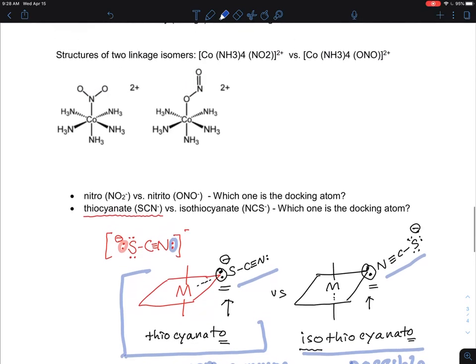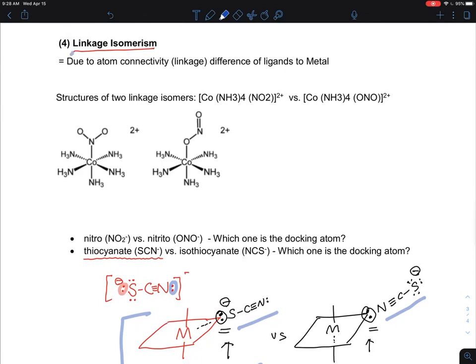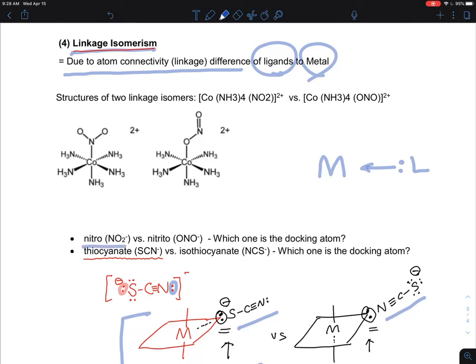And another example is what is called the linkage isomer. Due to atom connectivity differences of the ligand to the metal. So there's a metal, and there's a ligand, and the ligand can be represented by this lone pair of electrons. Which lone pair does it go through? This is what is known as a nitro group, another example that I can spend time on. And the nitro is NO2 with a negative charge.